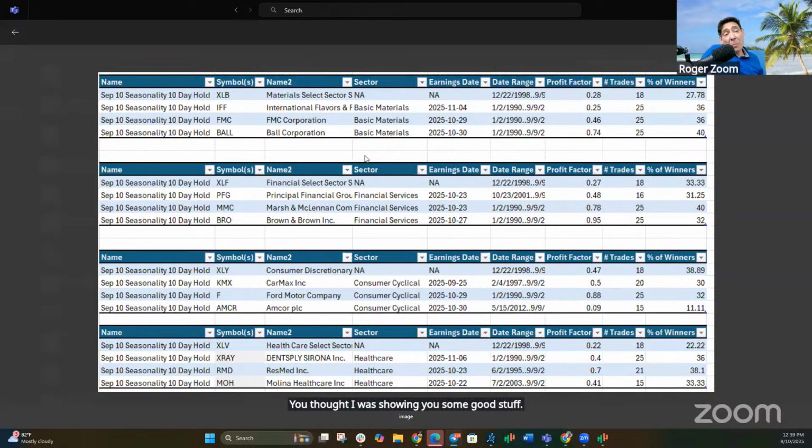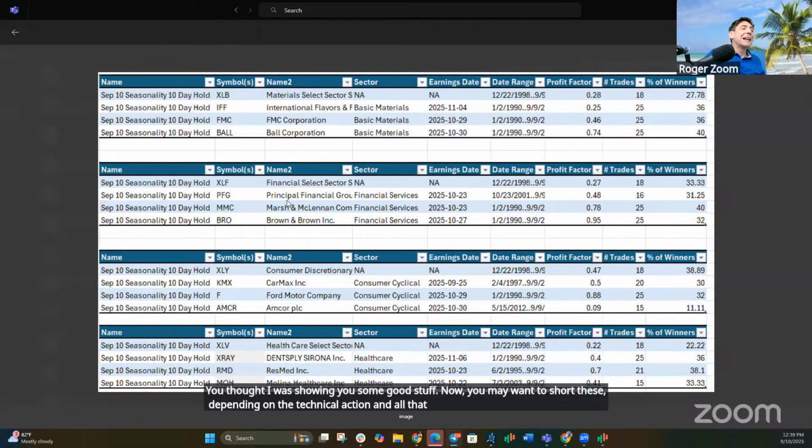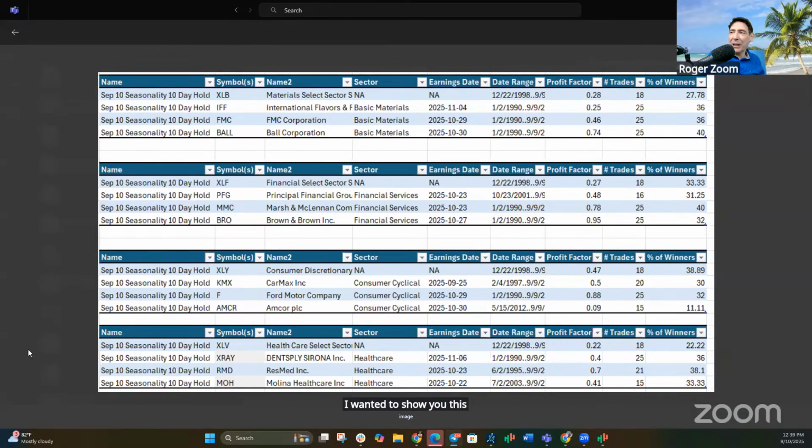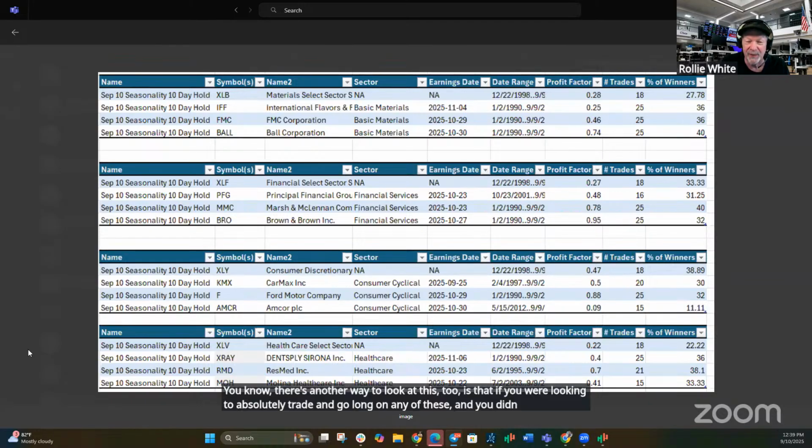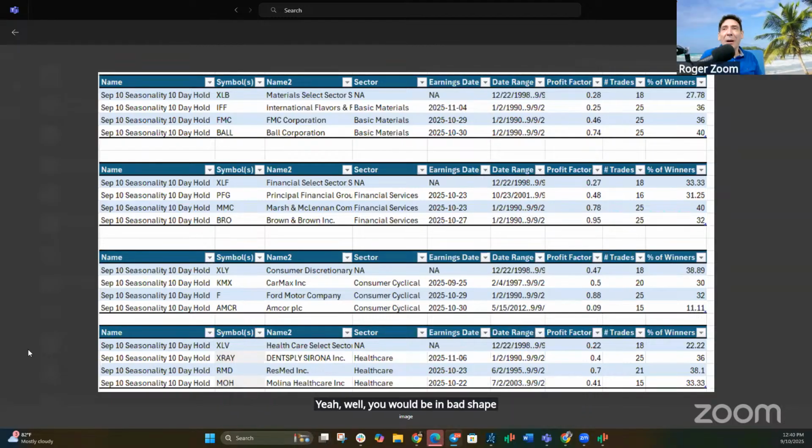Now, you may want to short these depending on the technical action and all that other stuff, but I wanted to show you this to explain the power of seasonality. There's another way to look at it too: if you were looking to go long on any of these and you didn't have this information, you would be in bad shape.